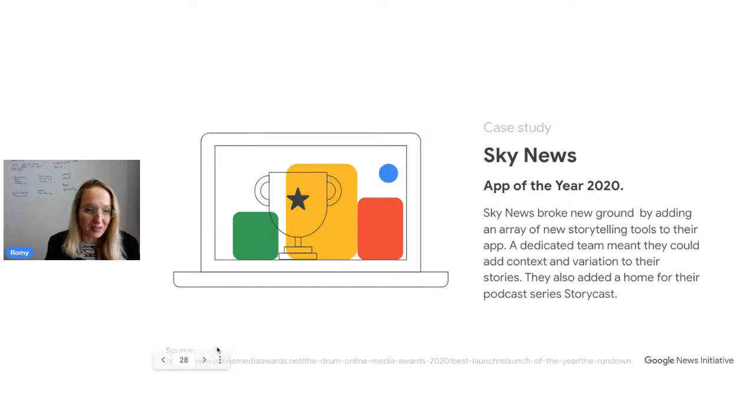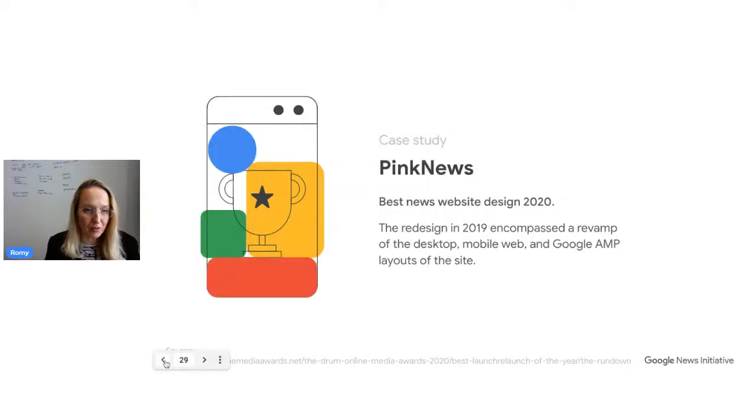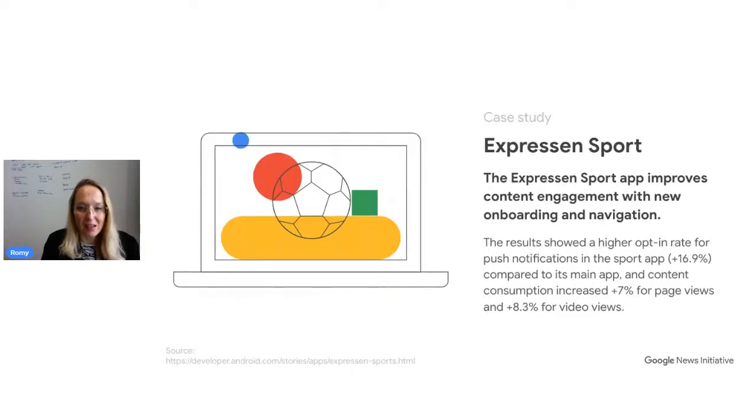Case study, Expressen Sport. Now we go to, oops, no, that was done. Sky News. Okay, this one we did, Expressen Sport. We go back to the Nordic success. The Expressen Sport app improves content engagement with new onboarding and navigation. This publication is very interesting because they are Swedish, and they started in 1944. So that's serious success that they came through all these changes, and now they are embracing the new digital transformation as well.